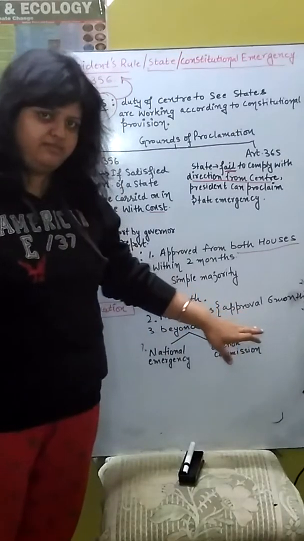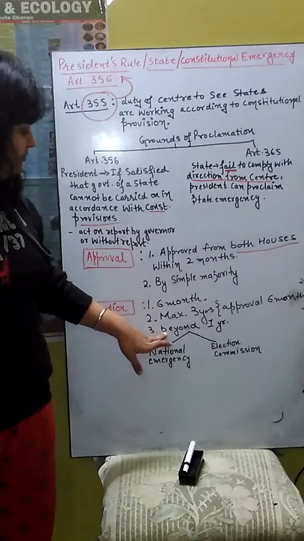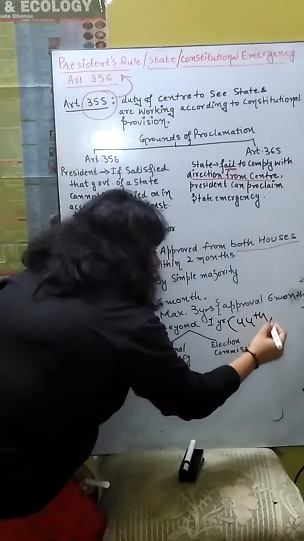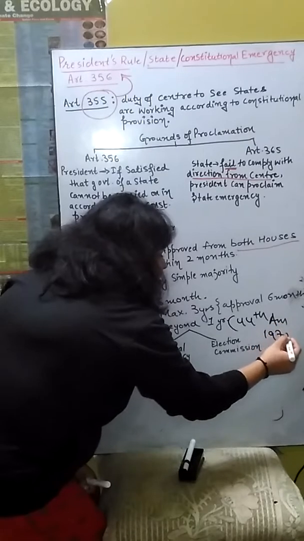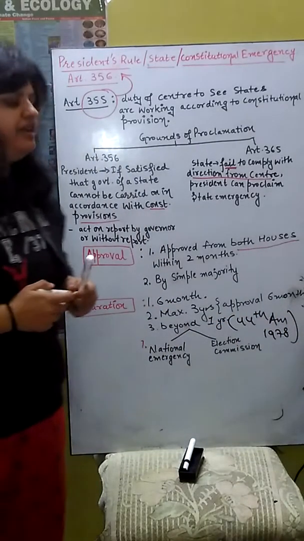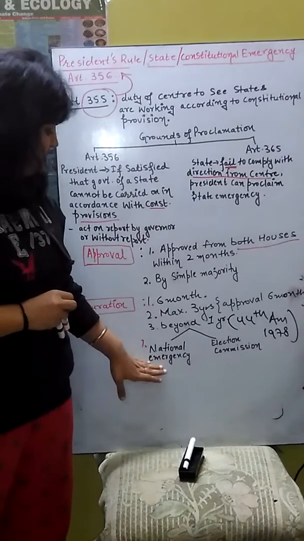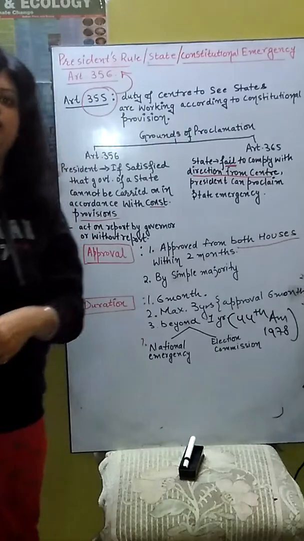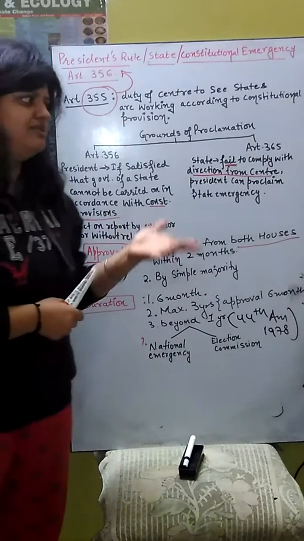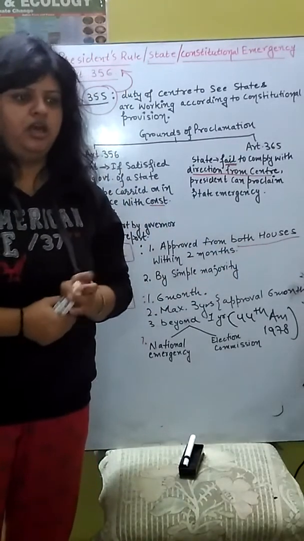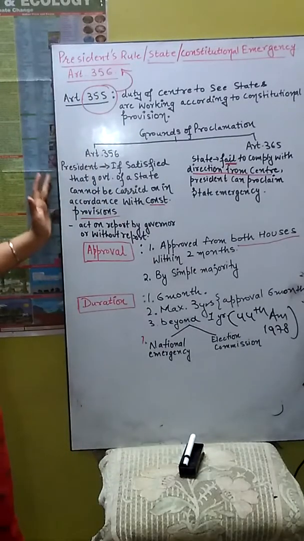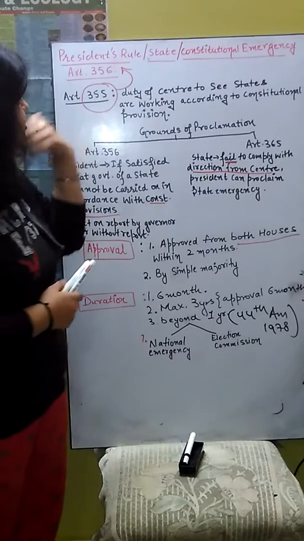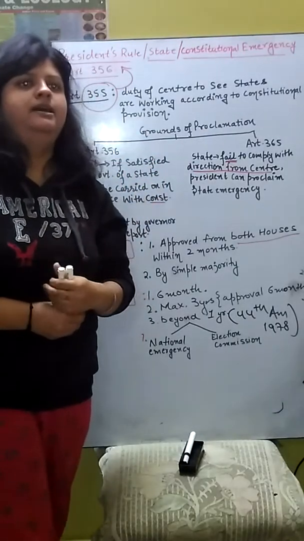After every 6 months you require a new approval, and beyond 1 year, this is by the 44th amendment 1978, you should have 2 pre-requirements. There should be national emergency going on, or either election commission says that it is not viable to organize elections in that state. So this is for this session. In the next session we will talk about what are the consequences of the president rule.